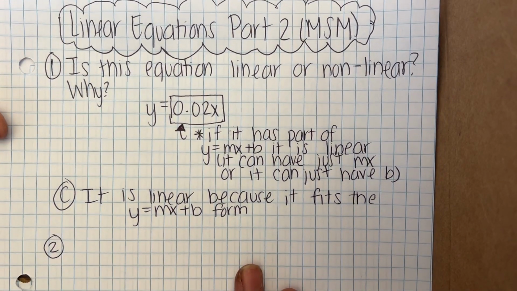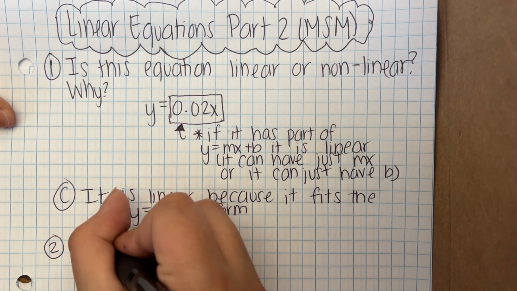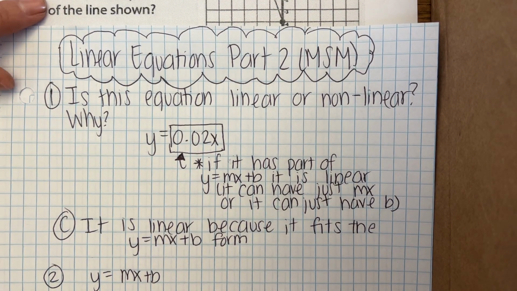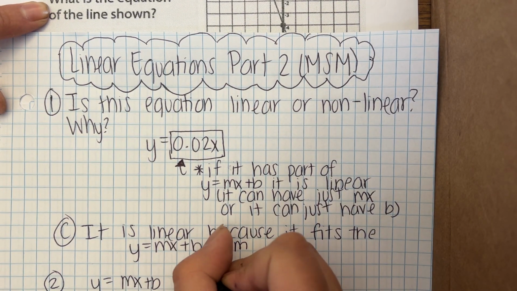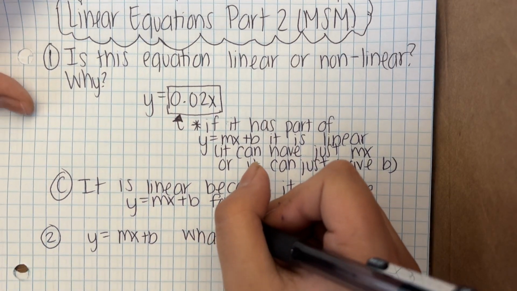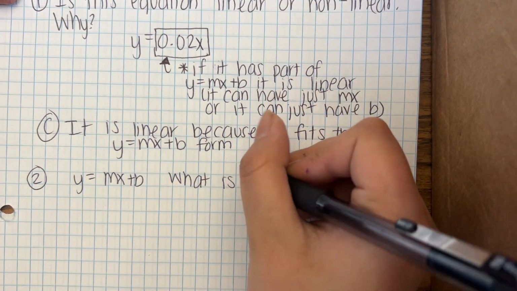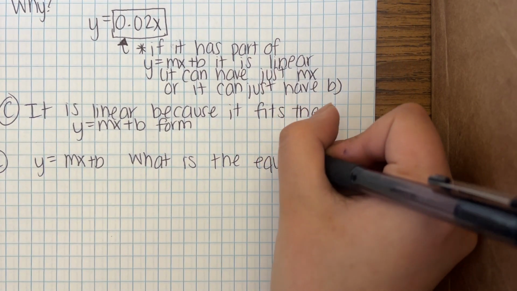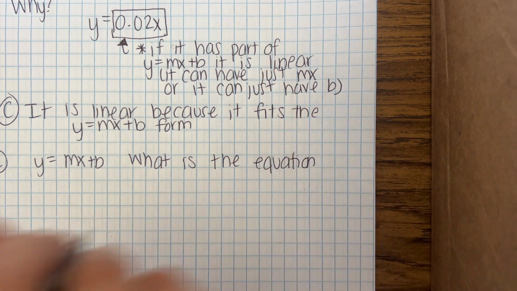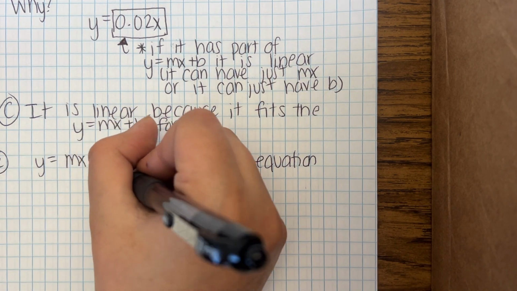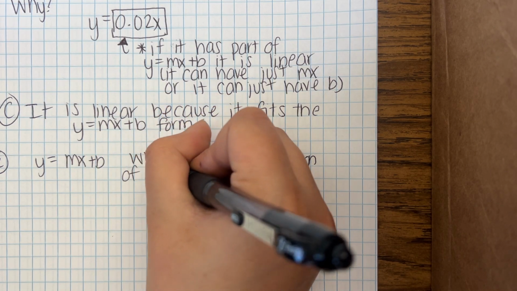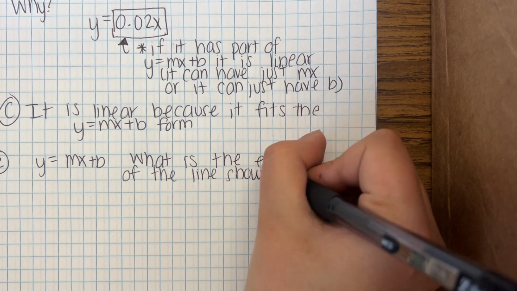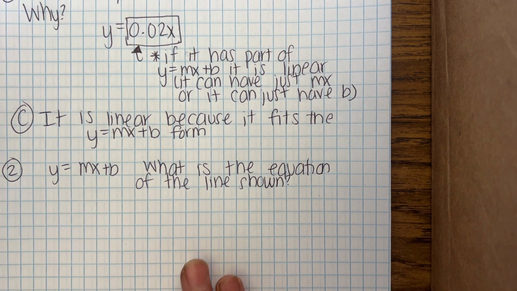So, first things first, I want to write my formula or my form. Y equals mx plus b, right? And I want to write down the question. What is the equation of the line shown? Okay.